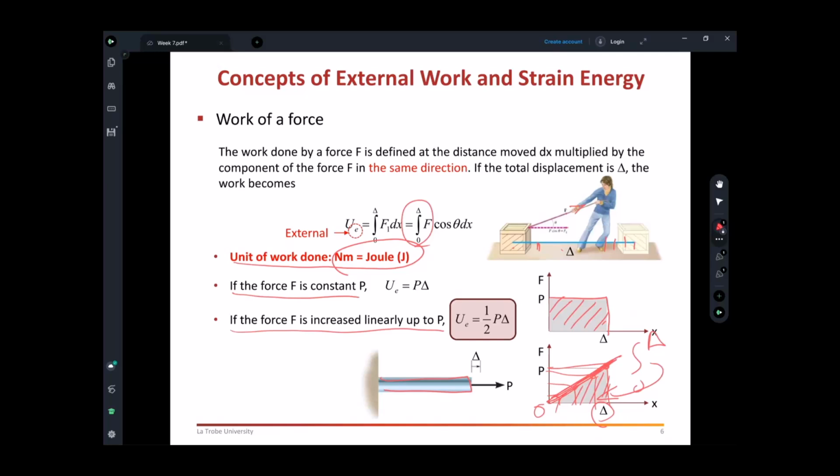The integration also tells me that the area under a line or curve can be found by integration. So this is the external work done. In the case where the load is increasing linearly, you have 1/2 P delta. Where is the 1/2 P delta coming from? It comes from the area under this triangle. If I take 1/2 base times height, where the base is delta and the height is P, right? So 1/2 P delta.